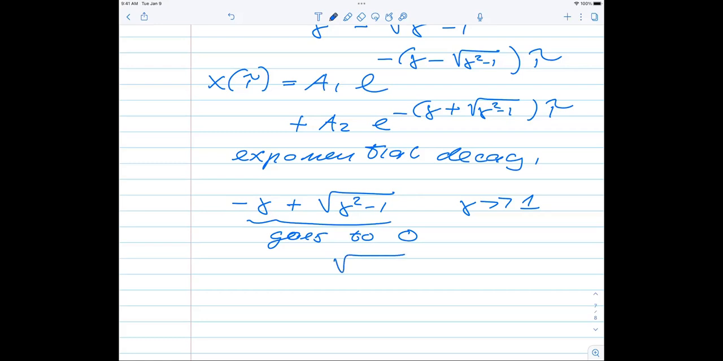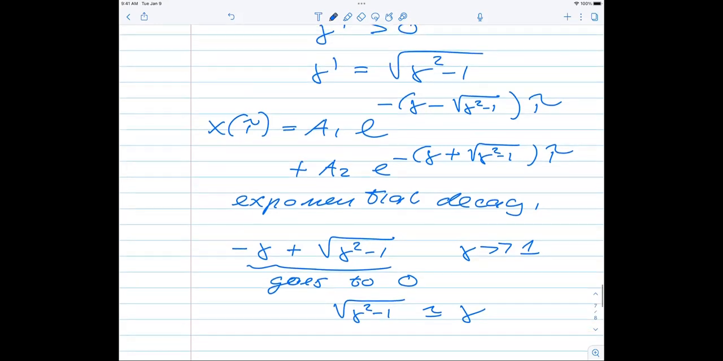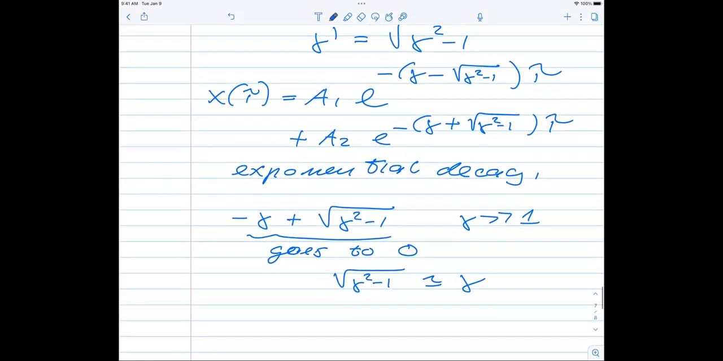Since then we can approximate the square root of gamma squared minus 1 with gamma. That means that in that specific case, when gamma is very large, it's the term which has minus gamma plus gamma. Sorry, it's actually this term, because we have minus gamma here, and then we have minus and minus, so that's plus. So then it's this term which dominates.